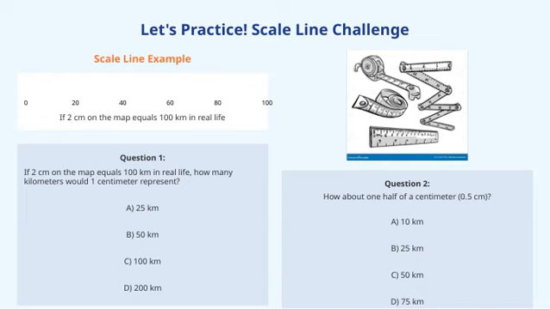It asks, if 2 centimeters on the map equal 100 kilometers in real life, then how many kilometers does 1 centimeter on the map represent? Think about it. Since 2 centimeters equals 100 kilometers, then 1 centimeter must be half of that, which is 50 kilometers. So the correct answer here is B, 50 km.